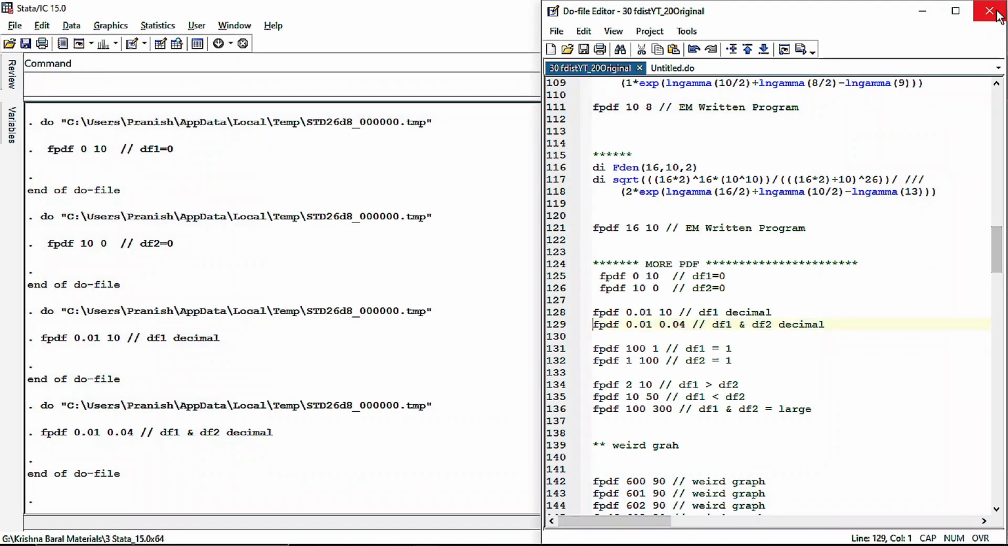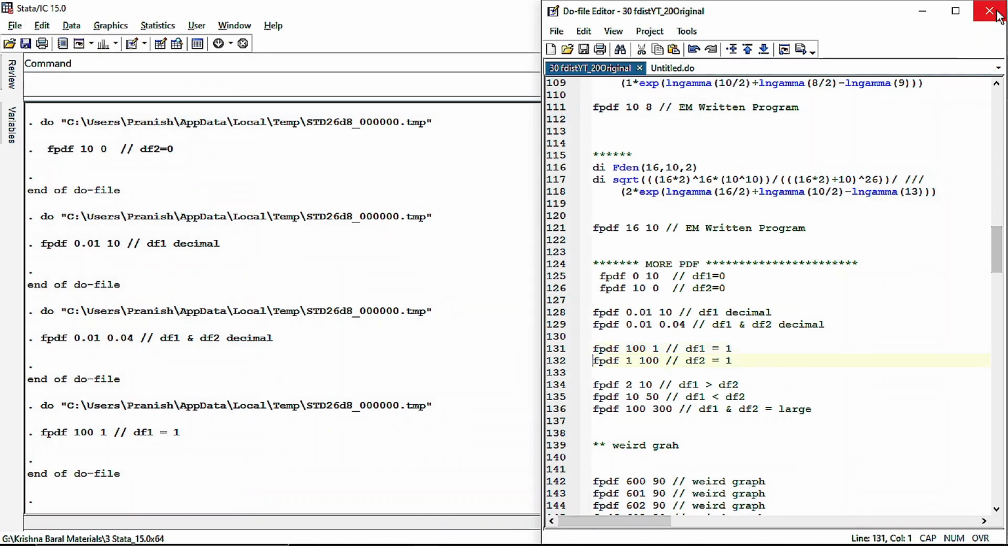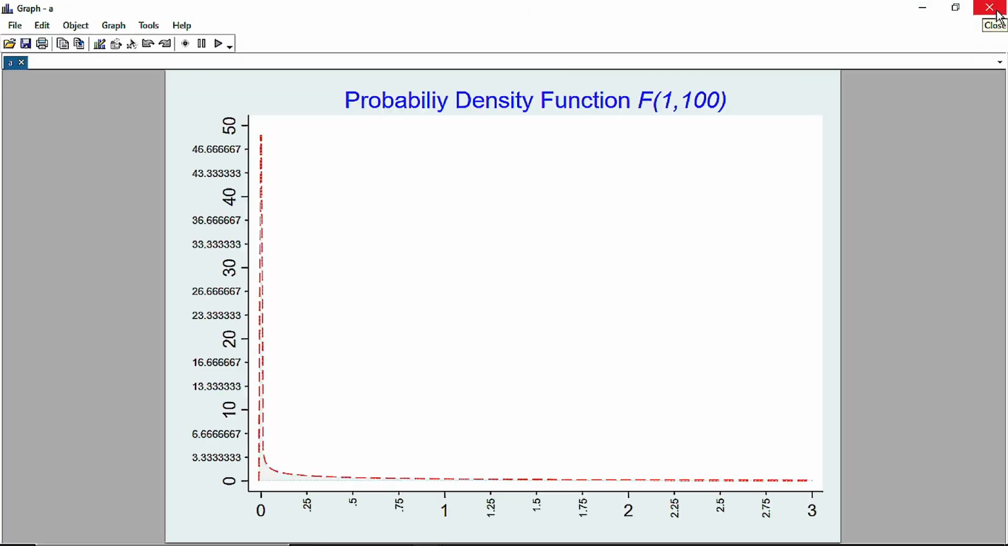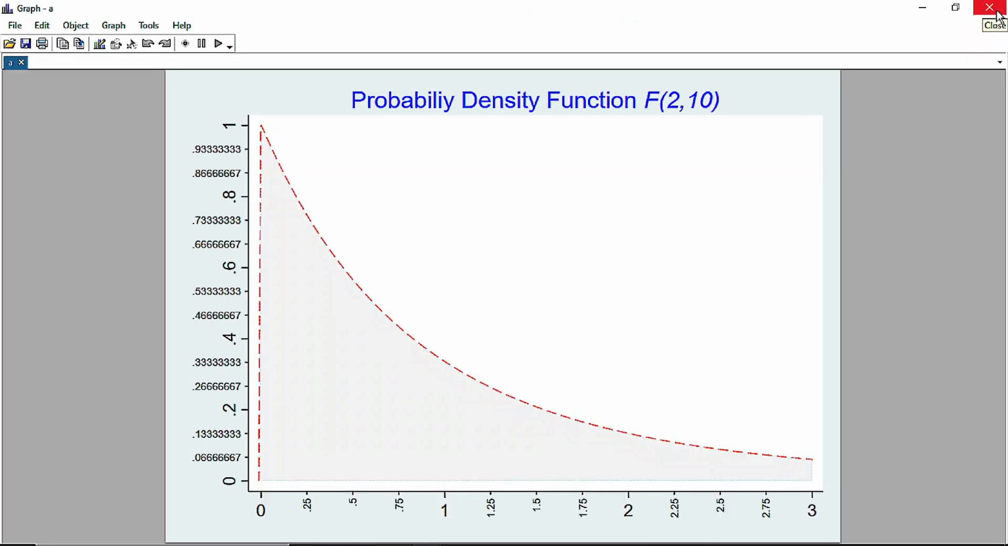And when the degrees of freedom 1 is 100 and degrees of freedom 2 is 1, we get this kind of F distribution graph. And let us switch the degrees of freedom, and we get this kind of graph. Now let us see, our degrees of freedom 1 is 2 and degrees of freedom 2 is 10, and we get this kind of graph.